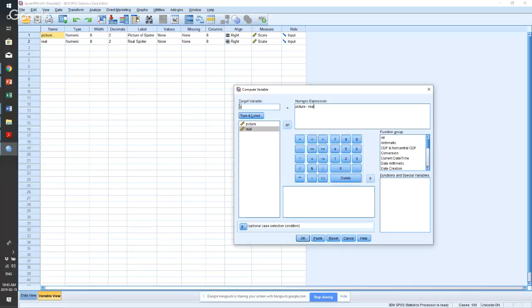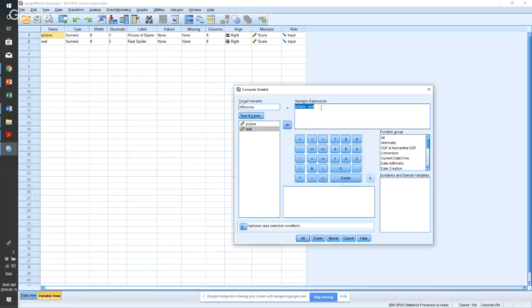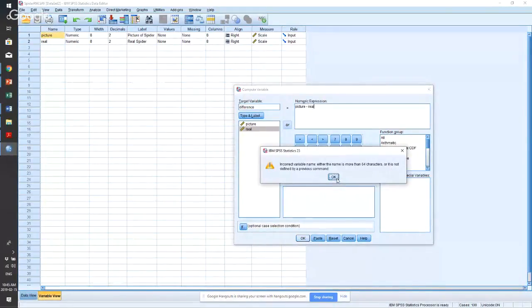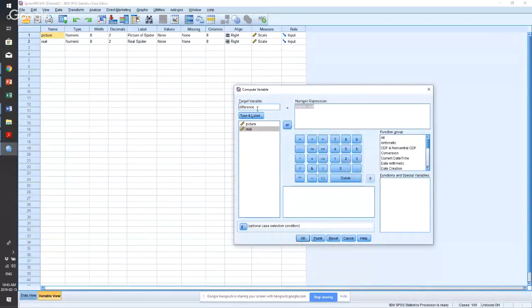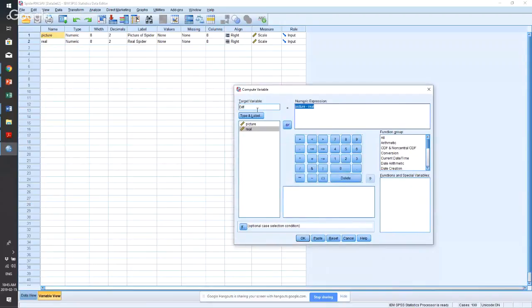Okay, I'm just gonna call this difference, okay? Right now, oh, an incorrect name. Do you see anything that's more than... I don't ever have had this. Okay, reset.